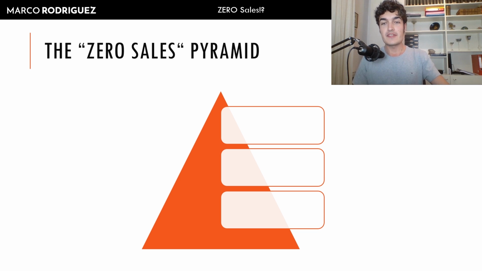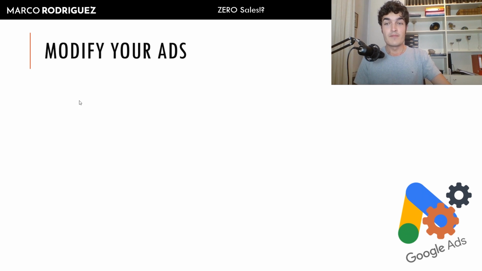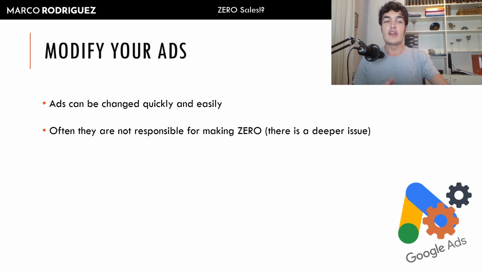So the first step on the zero sales pyramid, at the very top, is modifying your ads, okay? If you're making zero sales or almost zero sales, the first thing that you should of course do is modify your ads. And it's actually very, very straightforward, because ads can be changed quickly and easily, right? If you are not currently making any sales, the first natural thing to do is look at your ads. But often they are not responsible for making zero sales or almost zero sales, because there is a deeper issue.